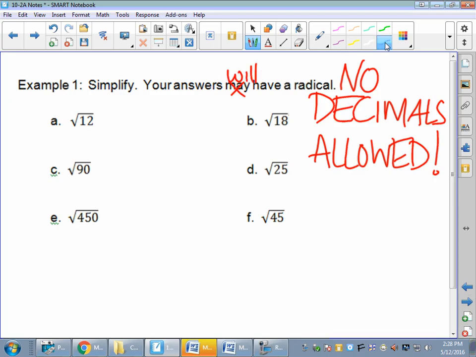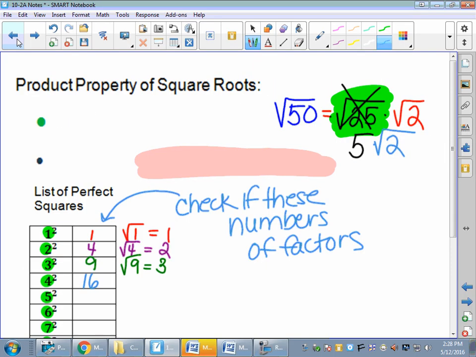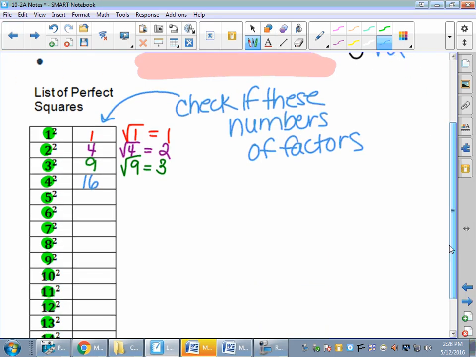So 12, is 12 a perfect square? If you type it in your calculator, do you get a nice neat number, or do you get an irrational? You get an irrational, right? So now you need to take a minute. You need to go back to this list of perfect squares that you've got right over on the side of your paper and start going through.